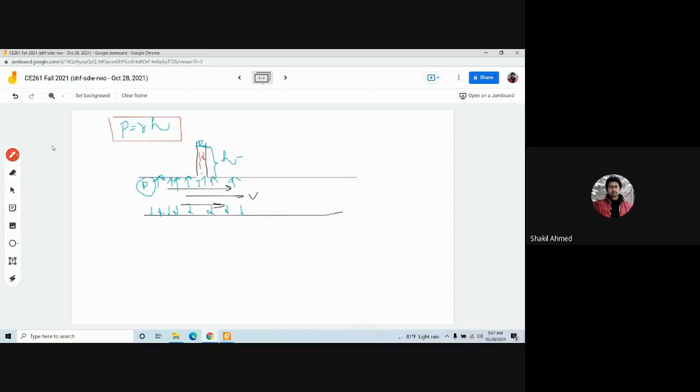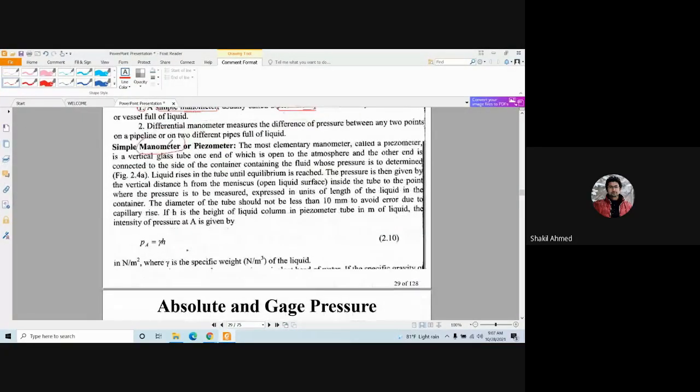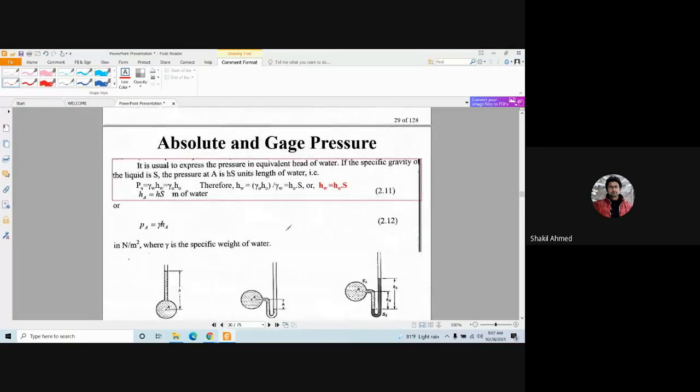So this simple device is called a piezometer, or simple manometer. Using this piezometer, you can determine the pressure that is acting upon the wall of the pipe due to this fluid. Did I make it clear? Yes, sir. So for the simple manometer, P equals gamma H.